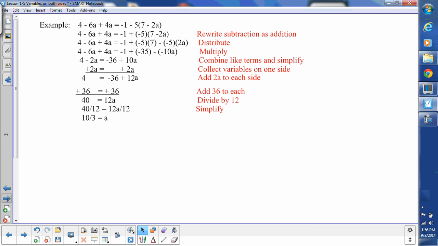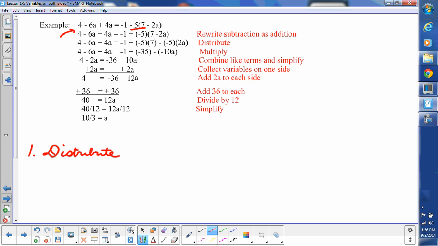Let's do another example. In this example, we have a lot more to do before we can get to the business of solving equations. Remember our steps from the very beginning. Step 1, distribute. As I look at this problem, I see, yes, there is something to distribute. We're going to take baby steps. Before we worry about distributing, we're going to rewrite the subtraction as addition. To do that, we make our minus 5 into plus negative 5. We're adding the opposite of 5.